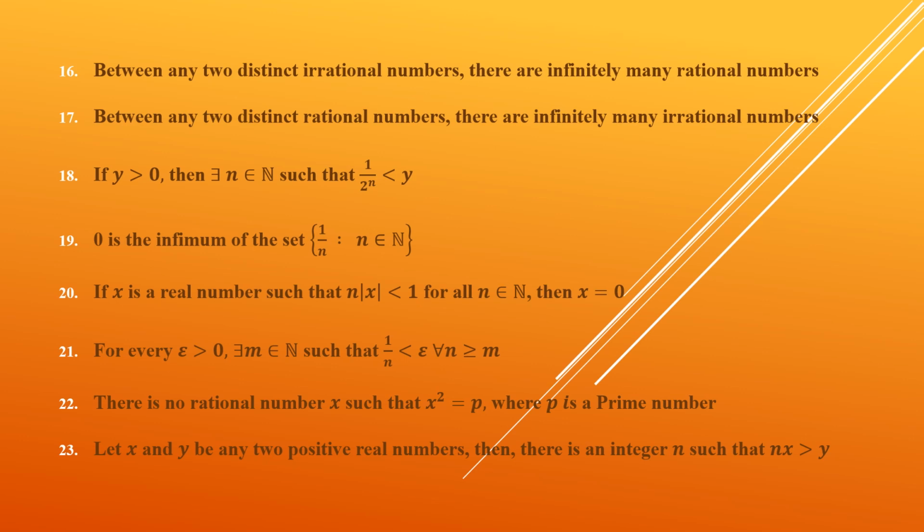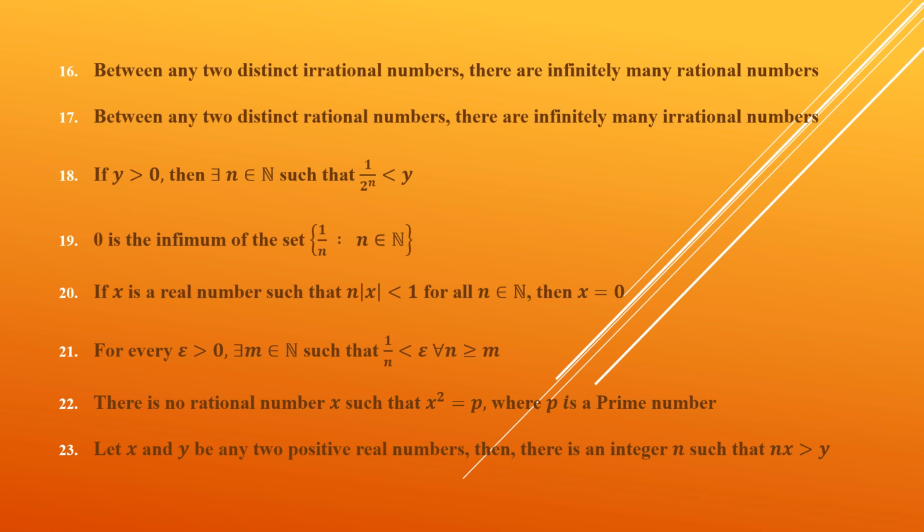For any positive real number y, there is a natural number n such that 1 by 2 to the power n is less than y. 0 is the infimum of the set 1 by n such that n belongs to N. If x is a real number such that absolute value of x is less than 1 by n for all n belonging to N, then x must be equal to 0. For every epsilon positive, there is a natural number m such that 1 by n is less than epsilon for all n greater than or equal to m.